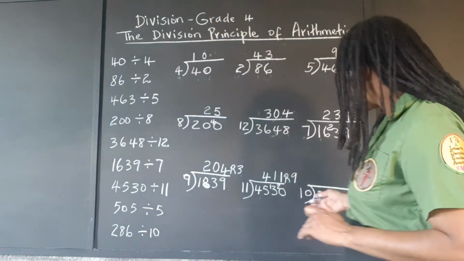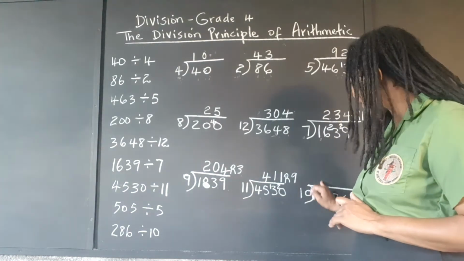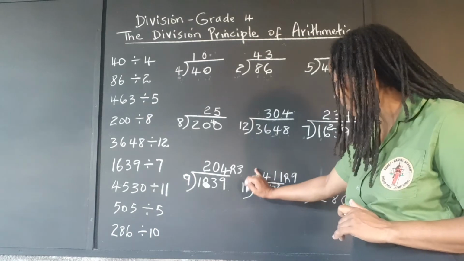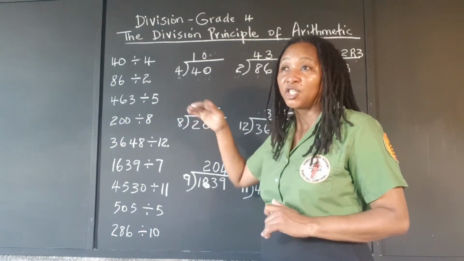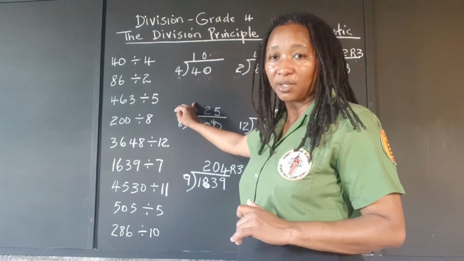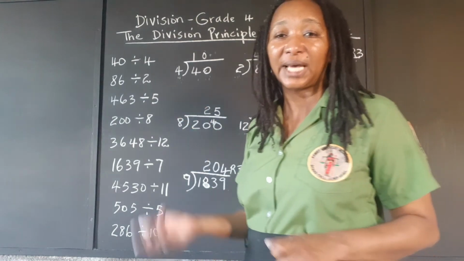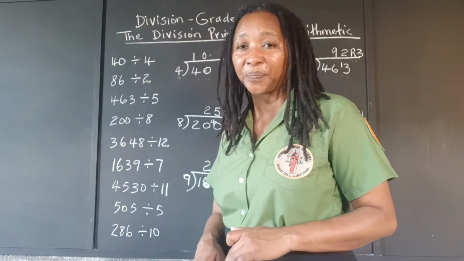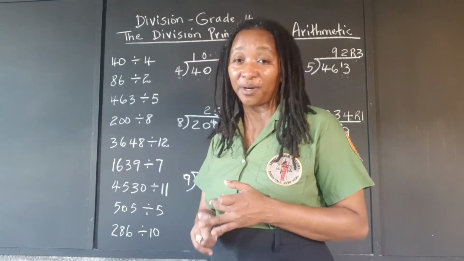Alright, so finally, 10 cannot go into 2. So we leave that space. You notice we left the space when it can't go into it, we left that space at the front. Some teachers may also want you to put the 0 there to hold that place. For me, I don't like to put zeros at the beginning of numbers. But certainly in the middle and at the end, you must put your placeholder.